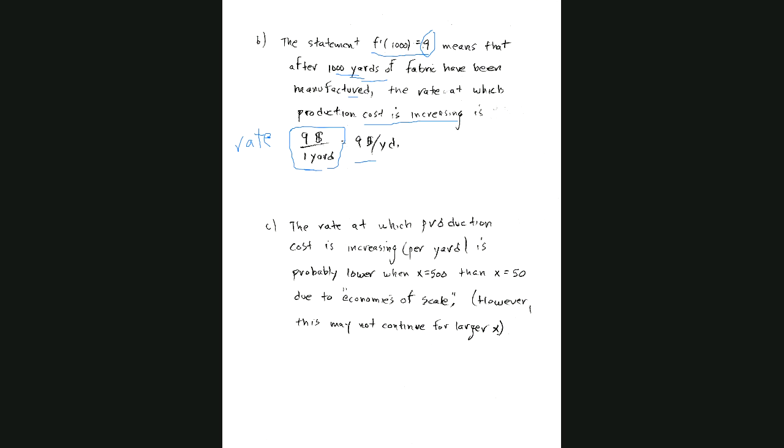In the last part here, we wanted to know, where is it here? Part C was, which do you think is greater, f prime of 50 or f prime of 500? Well, the way you want to think about this is the rate at which production cost is increasing per yard is probably lower when x equals 500 as opposed to x equals 50 due to what's called economies of scale. That's an economics concept.